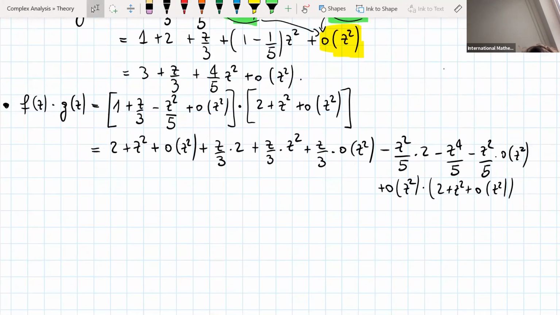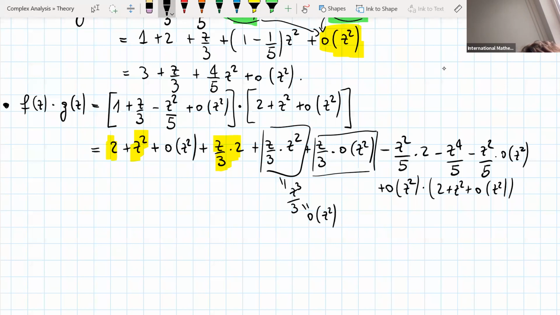Okay, so now we can just see what terms are of order smaller or equal than 2. So what are the terms of order smaller or equal than 2? Okay, so 2. z squared, then I have a term of order bigger than 2, then z times 2 over 3. Then here I have z times z squared, so this is a term of order z cubed, which is not of order smaller or equal than 2. So this one here is z cubed divided by 3, and so this is small o of z squared. Then here we get a term which is of order bigger than z cubed, because we have z times orders which are bigger than z squared.